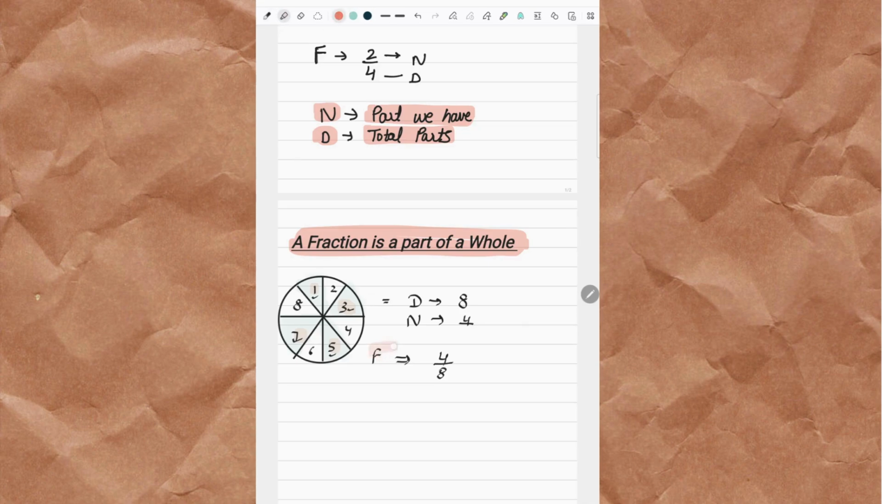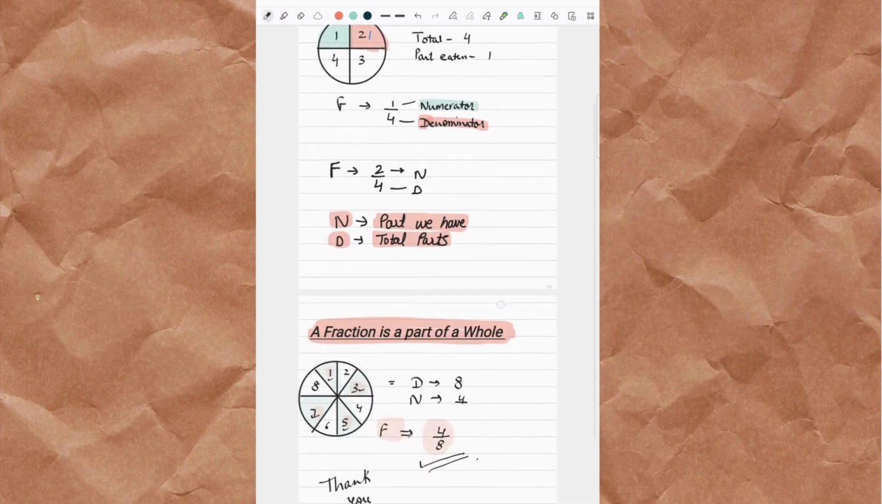Look, we can write this in the shorter form also. We will do this in the next video, right? I hope you got this concept. So students, now you know how fractions work. Remember, fractions are everywhere around us.